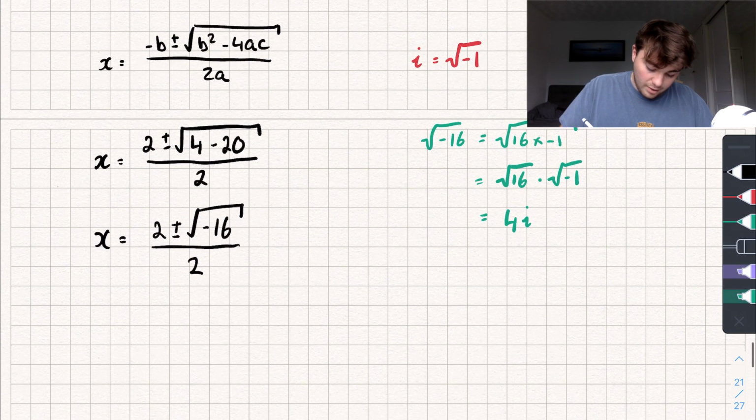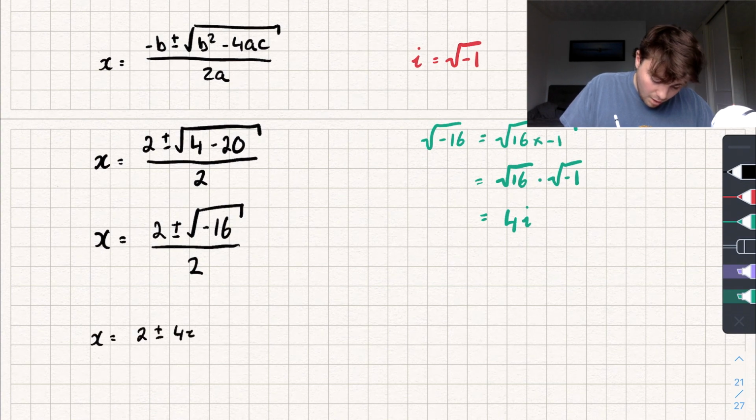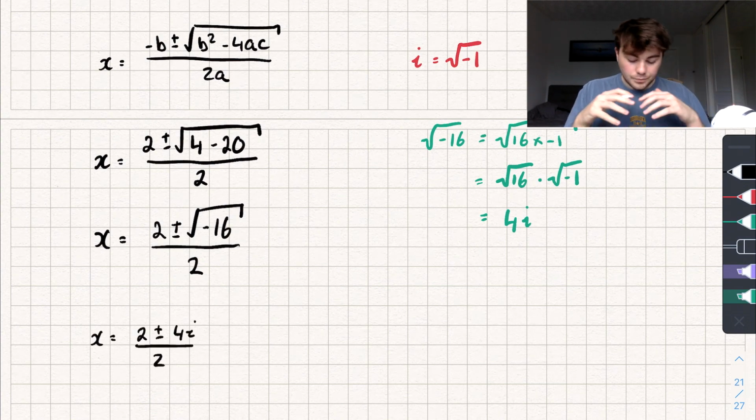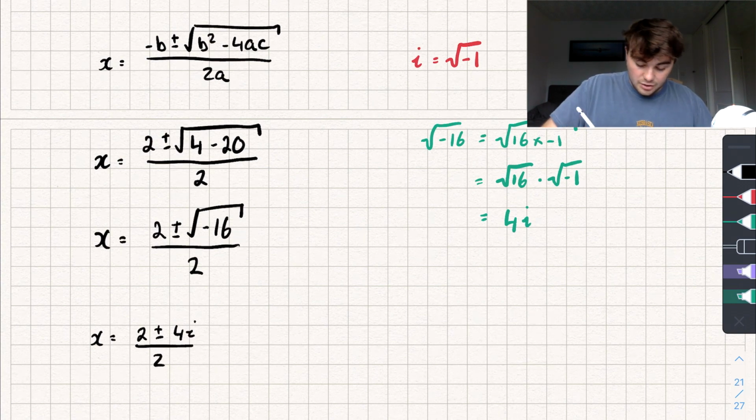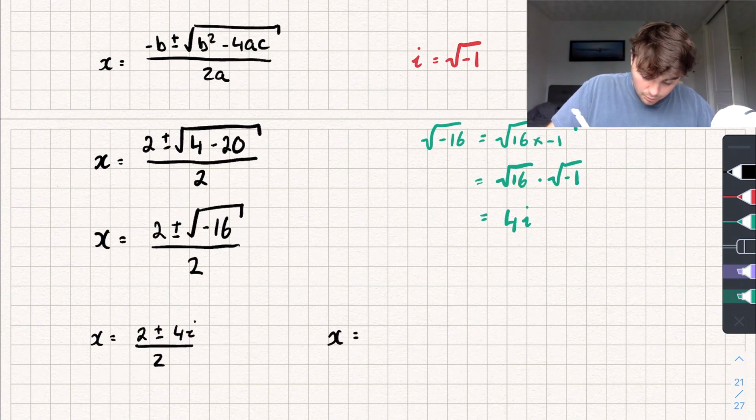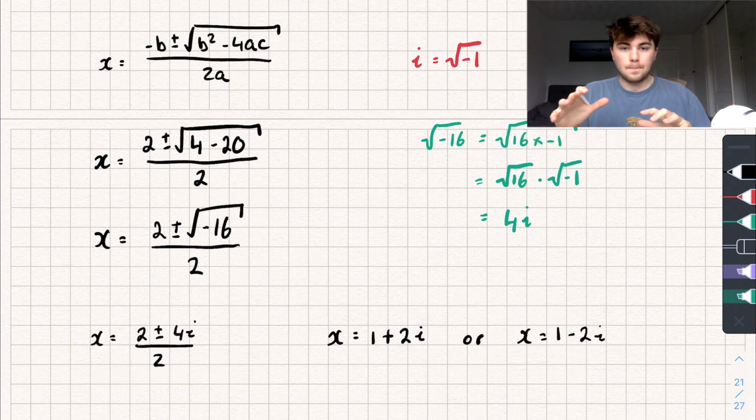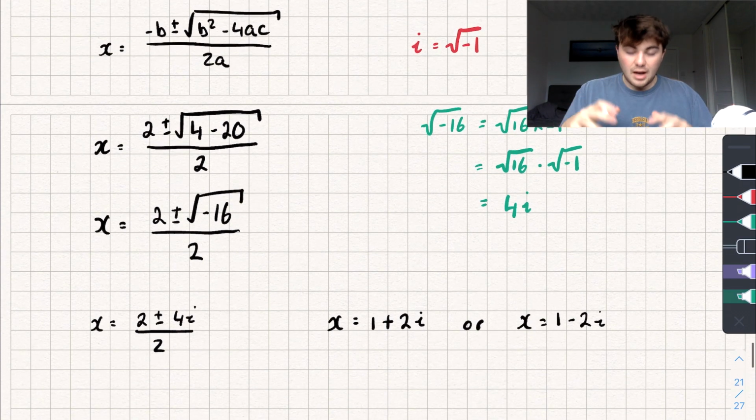So let us write that in. We've got x is equal to 2 plus or minus 4i, all divided by 2. And so we get the solutions x equals 1 plus 2i, or x equals 1 minus 2i. We've now found solutions to this quadratic equation that we didn't previously know. And so this is what the imaginary unit is. This is where we can use it to help us solve problems.